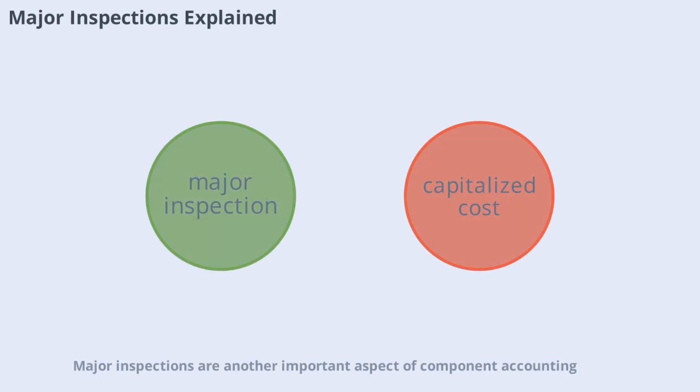Major inspections are another important aspect of component accounting. Some assets require regular, significant inspections to ensure safety and functionality, like aircraft or industrial equipment. The cost of these inspections is treated as a separate component and capitalized, then depreciated over the period until the next inspection. When a new inspection occurs, the previous inspection's cost is removed from the books. This approach aligns expenses with the periods they benefit.